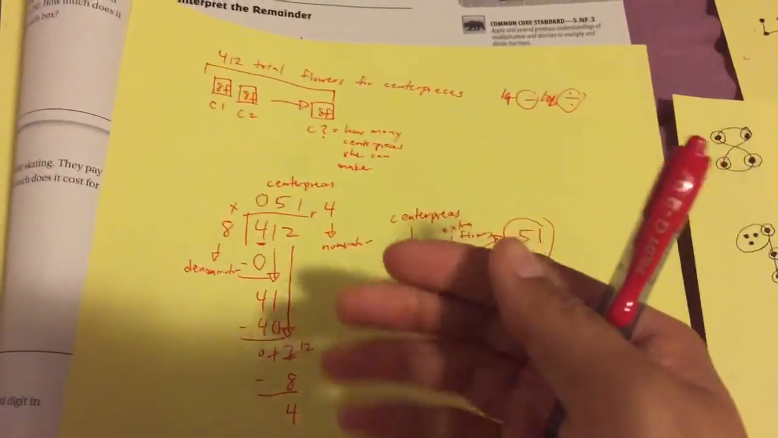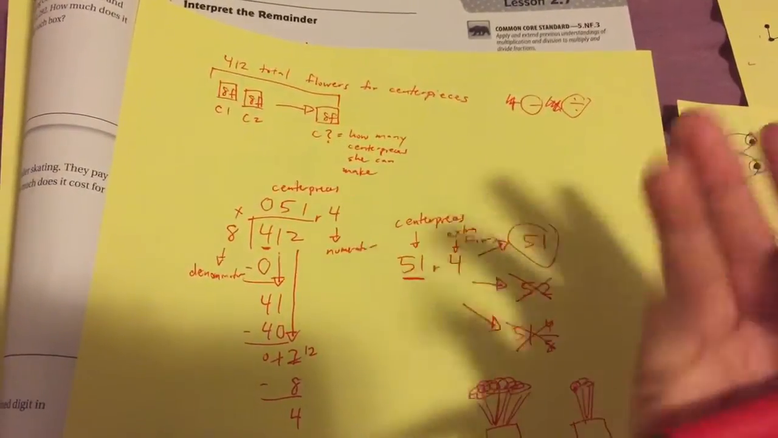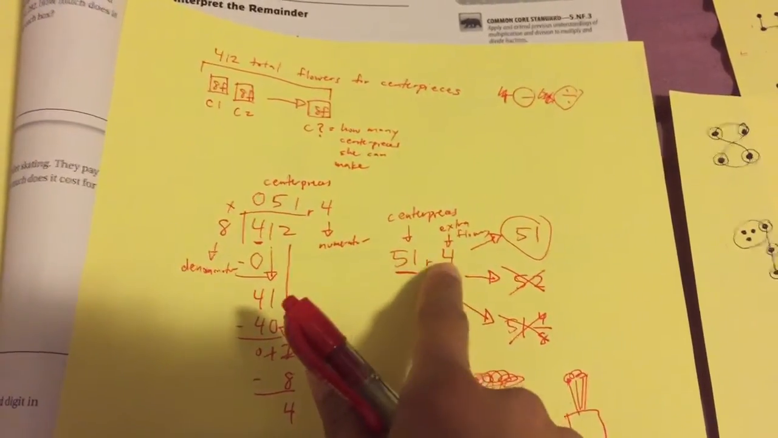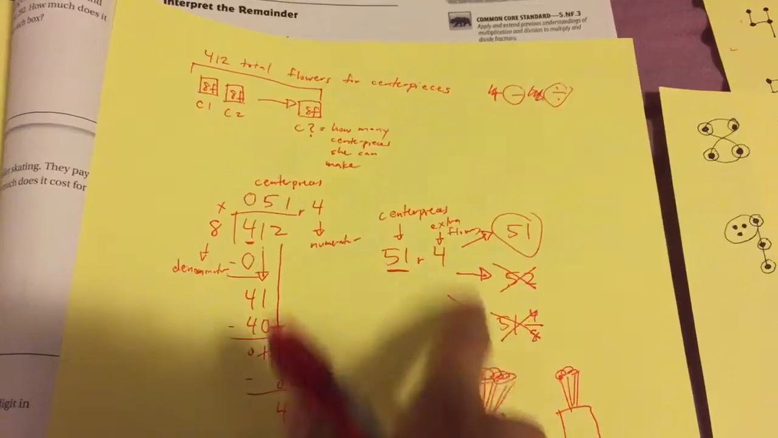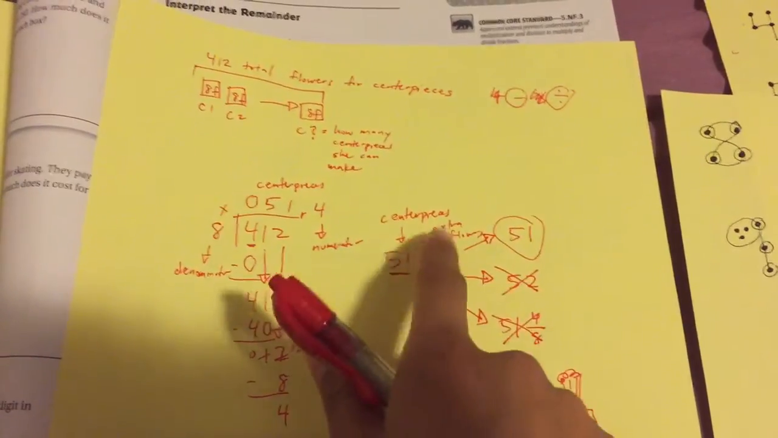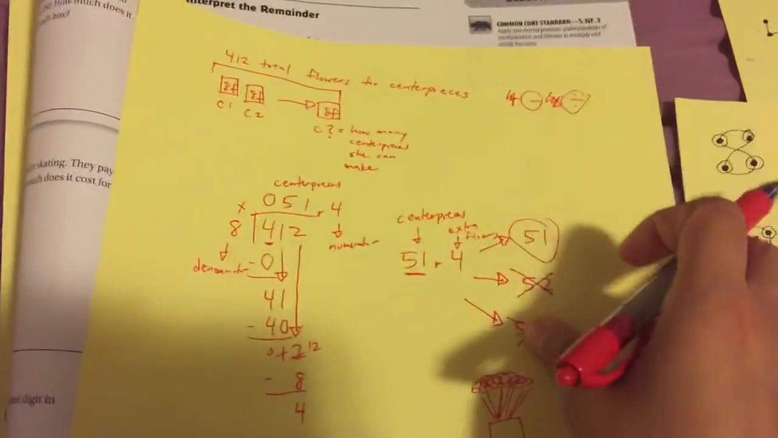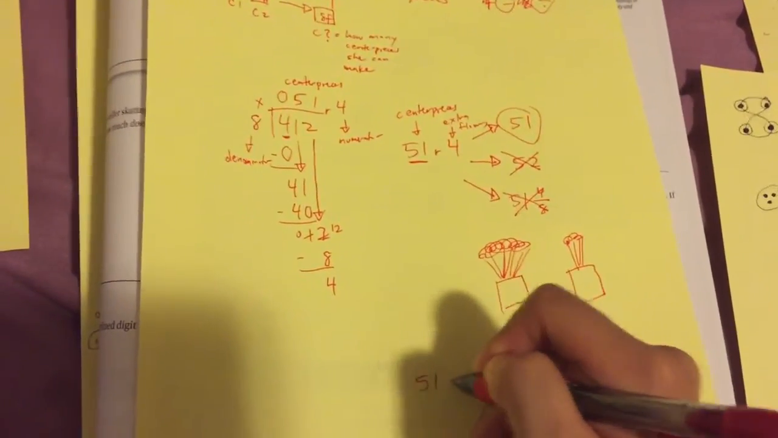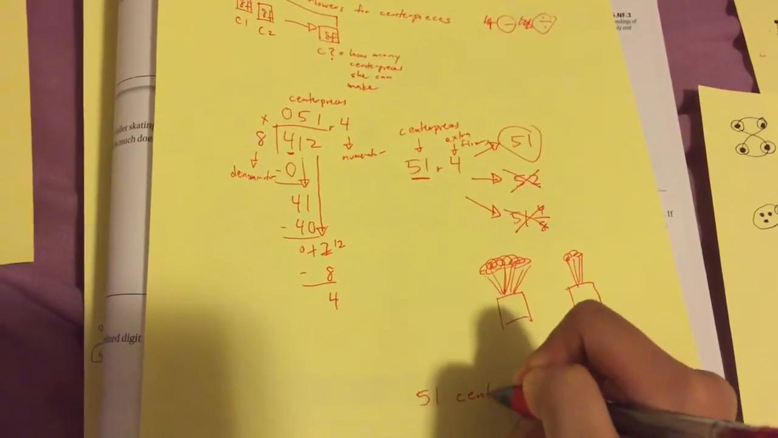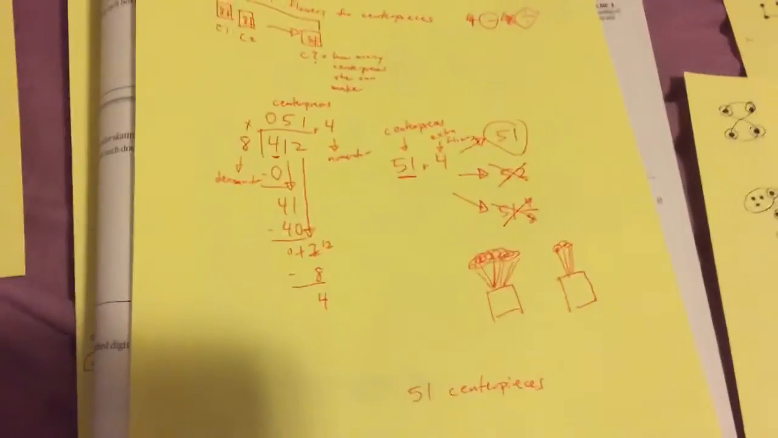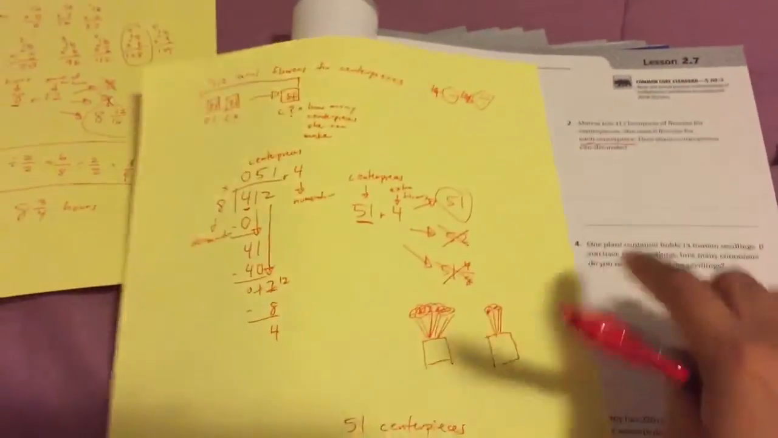because what if one flower is not as pretty? You have 4 extra flowers. But you don't want to create a centerpiece that's only half full. And you can't create a new one because you don't have enough. So your answer is 51. She can make 51 centerpieces. So your final answer is 51 centerpieces.